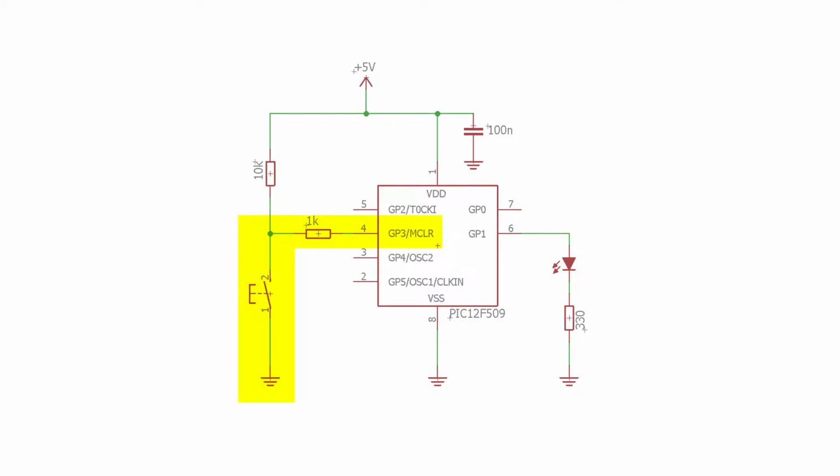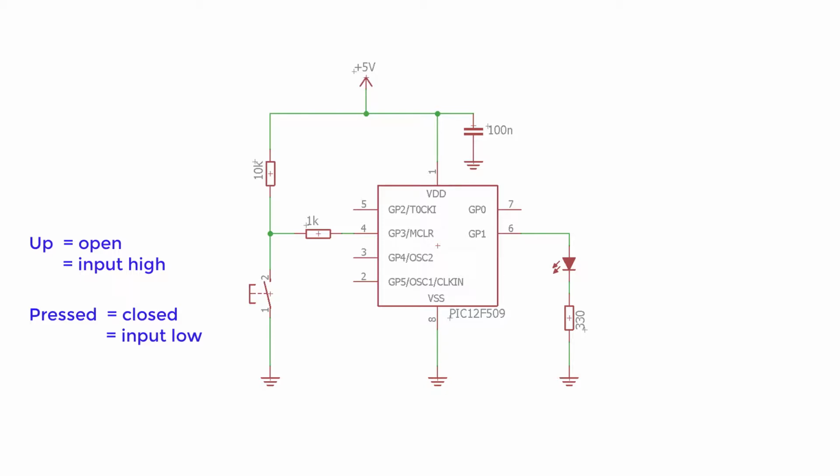When the button is pressed, GP3 is pulled down to ground through the switch. Otherwise, it's pulled up to 5 volts through the 10K resistor, which is why resistors like this are called pull-up resistors. So, GP3 will be high when the switch is open, and low when the button is pressed.